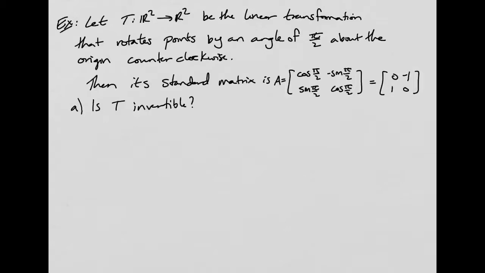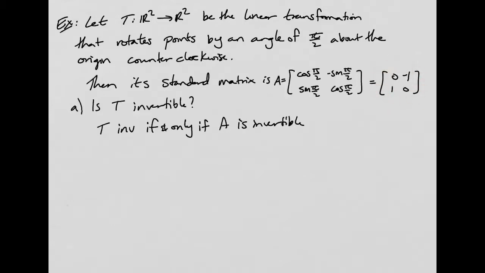And there are different ways to approach it. You could try to think about it geometrically. Is there something you can do to undo this linear transformation? But I want to do it algebraically. I want to use the theorem from before, because this is invertible if and only if this matrix is invertible. So let's use that. Let's look at A. So T is invertible if and only if A is invertible. So the question is, is A invertible?